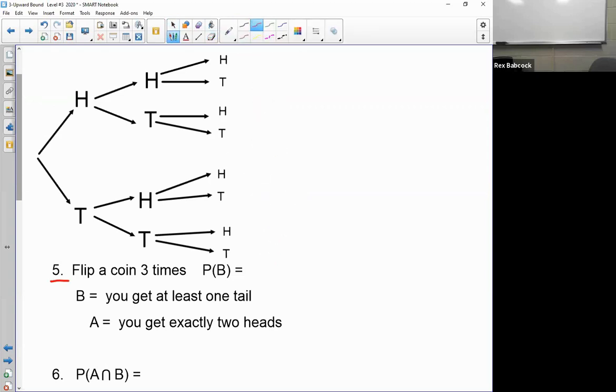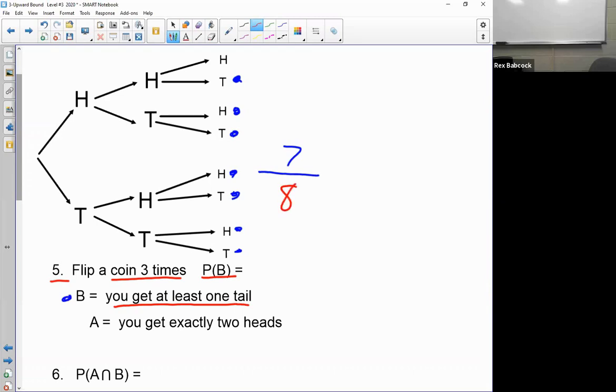Number 5, it says you flip a coin 3 times. What's the probability of B? And B is you get at least 1 tail. Okay, not here. Yep, I get at least 1 here. I get 1 here, at least 1 here. Yes, 1 here. So B, what was in favor, is 7. The sample space is 8, so the answer is 7/8.